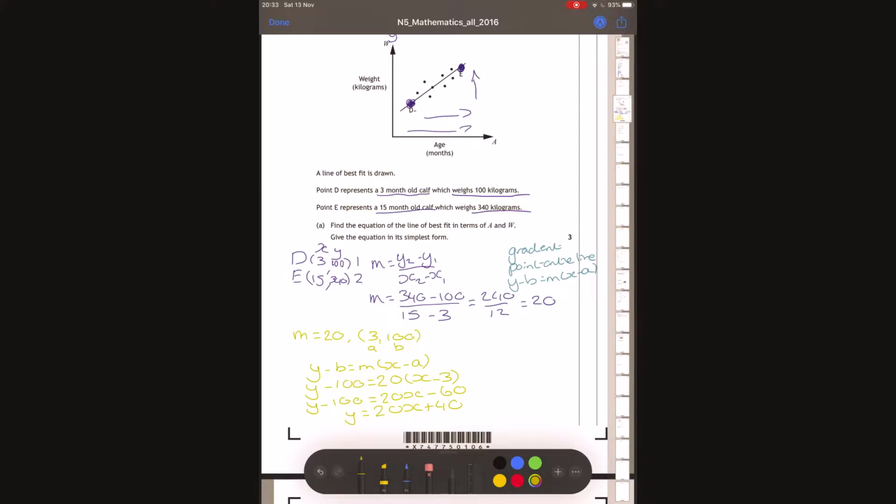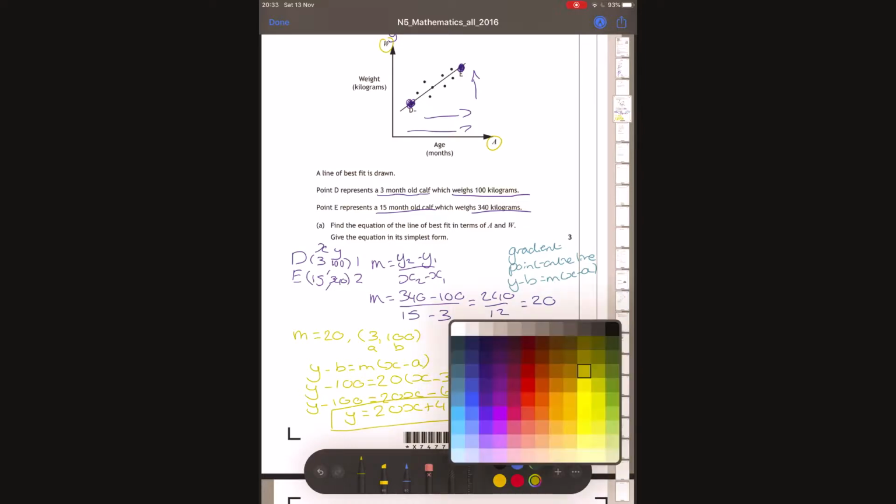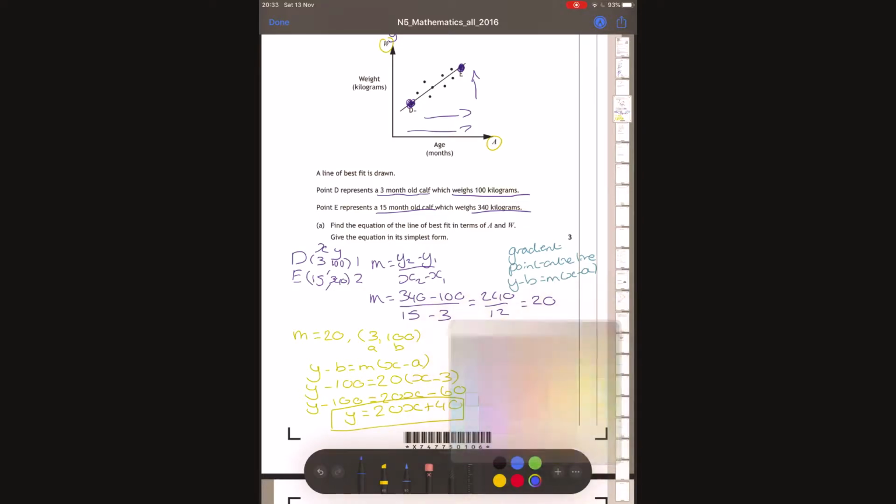However, we have one more step to do, and that actually, if you recall, we don't have x's and y's in our graph. We're using a's and w's. So we need to express this with a's and w's. So what does that mean? That just means that we replace our y with w. W is equal to 20. We don't have an x-axis, we have an a-axis. So 20a plus 40. And that's your final answer for part A.